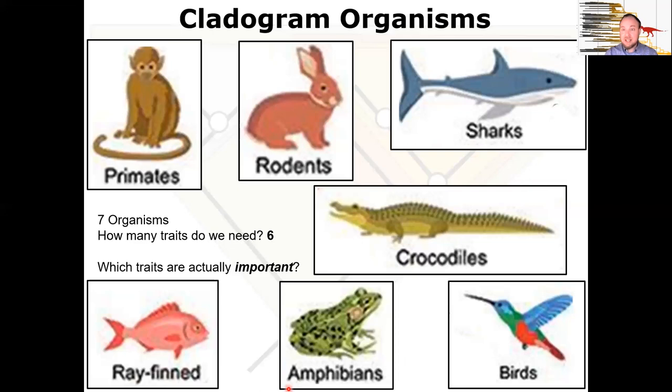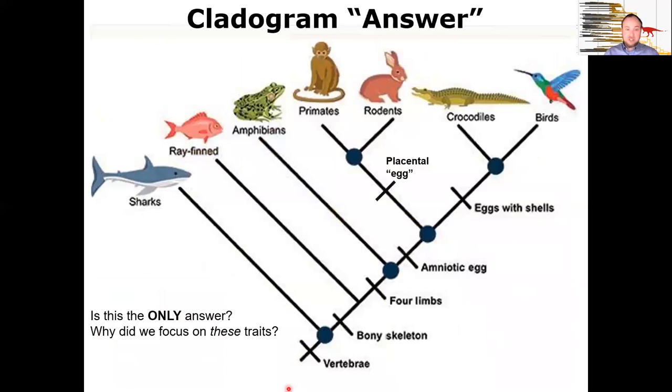Okay, so let's look at a valid cladogram that lumps these organisms. And so this is a simplified tree of these. So this is the cladogram, quote unquote, answer. Now, if you took the time to make your own cladogram with these organisms and figure out your own traits, build your own character table, there might be other traits that you would have used. So does that mean that your cladogram is wrong because this one is right? The answer is no. This isn't the only answer. This isn't the only way to lump these.